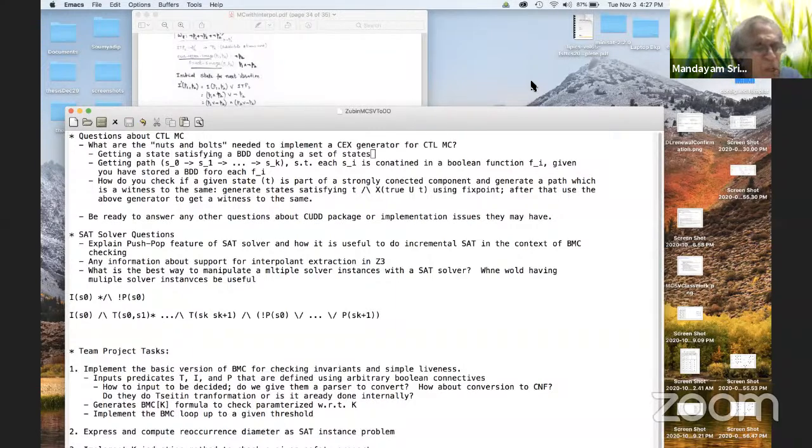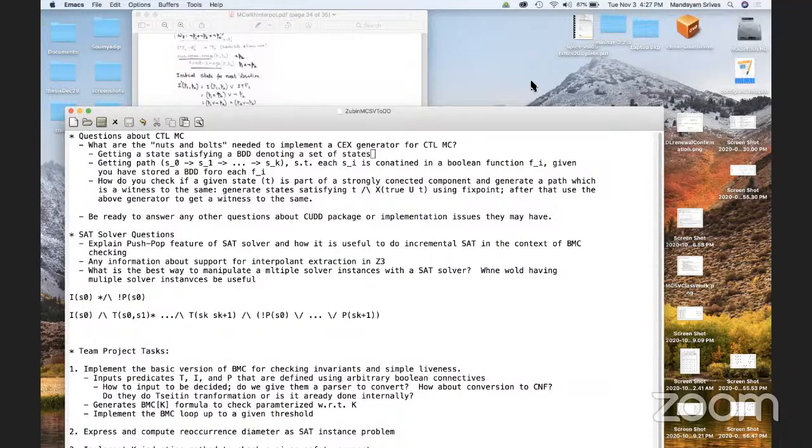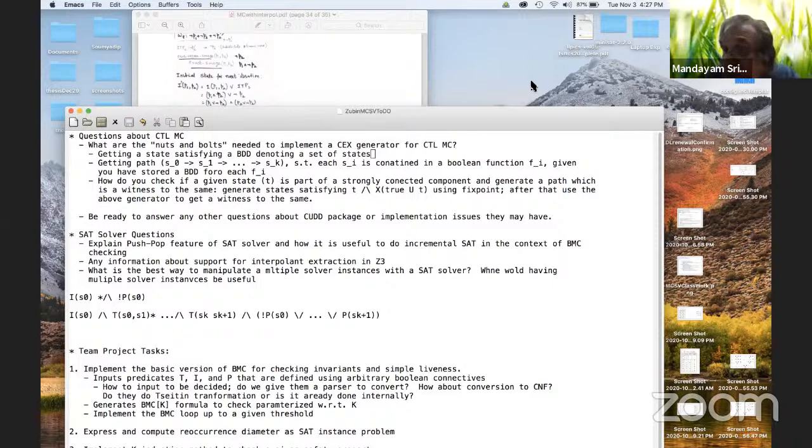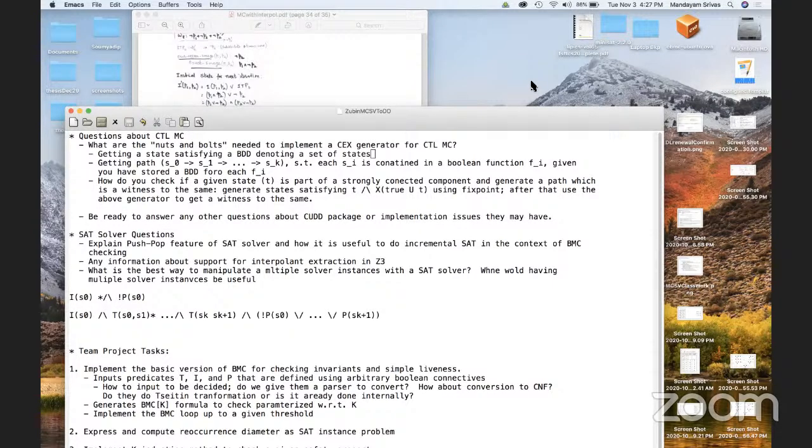So, do you all agree that a witness to a violation of AG P can be extracted from a proof of EF of not P? Yes or no, please? Yes. Yeah. Others? I'm not hearing. Yes, sir. Diganta? Yeah. Okay. So the question is, how do you extract that?